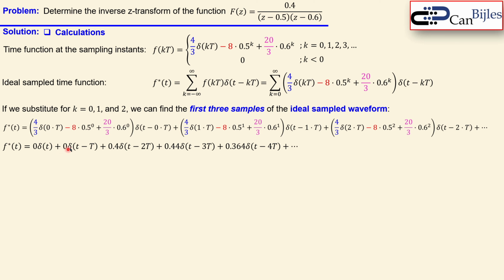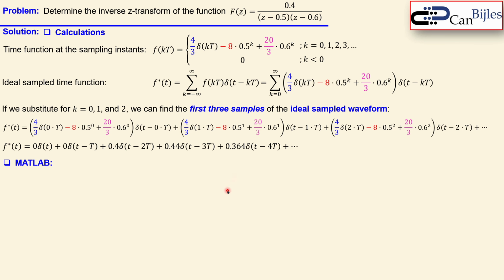So 0 times t minus the capital letter T. The third one, which is this one, will be equal to 0.4 times the delta function t minus 2T, capital letter T. And if I go on to the case 3, you get this, and case 4, you get actually this. So you can move on and then see all the sampled values.